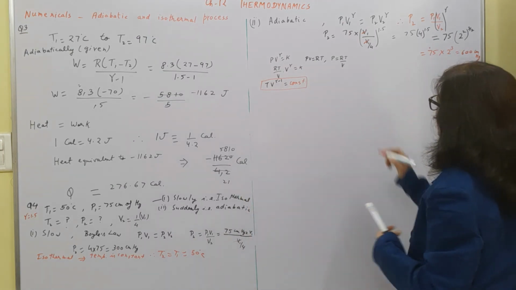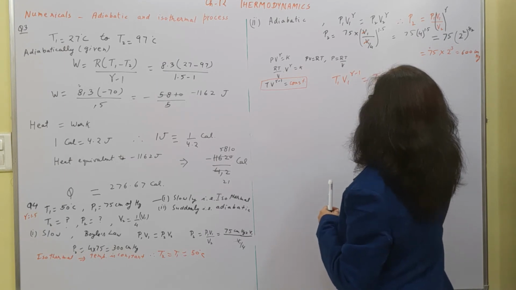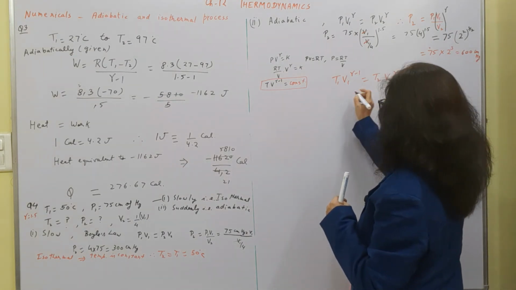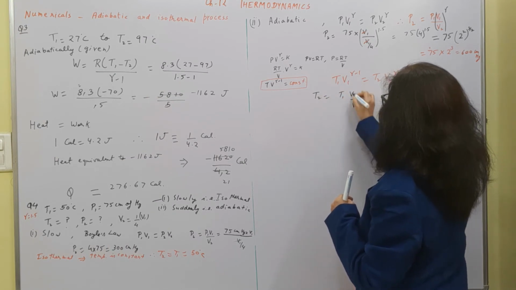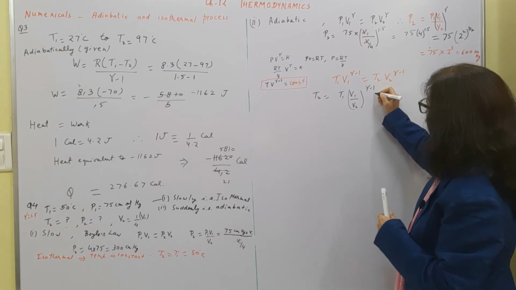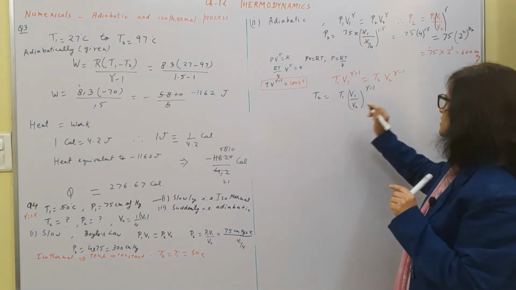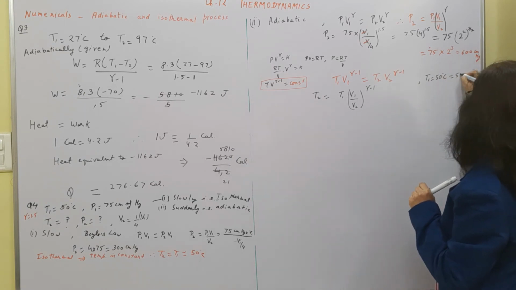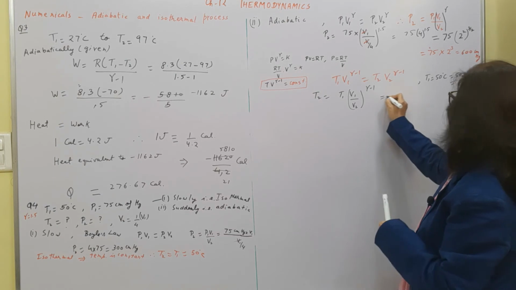We had derived this, right? So this is T1 V1 to the power gamma minus 1 is equal to T2 V2 to the power gamma minus 1. So from here we have to find T2. So T2 is equal to T1 V1 upon V2 to the power gamma minus 1. Here we need to write this temperature in Kelvin because no difference is there. So here T1 is equal to 50 degrees Celsius, which is 50 plus 273. So this gives me 323 Kelvin. So I'll put this value here.